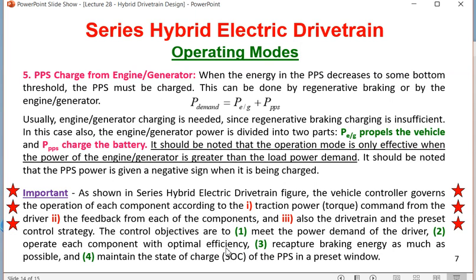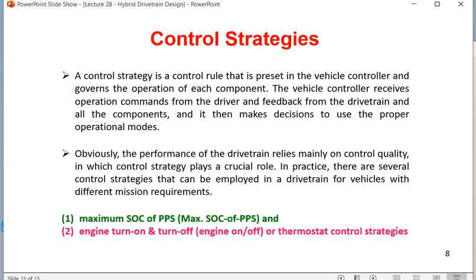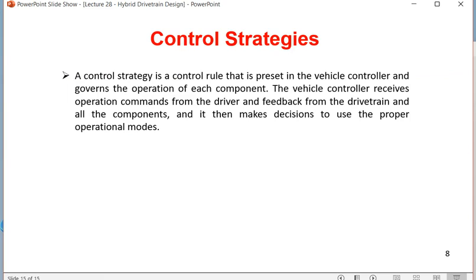Last slide is about the introduction of the control strategies. It says that the control strategy is a control rule that is preset in the vehicle controller and governs the operation of each component. Each component means mainly the two energy generating components, that is engine, generator, and the battery. The vehicle controller receives the operation commands from the driver. The driver is asking for power, he is not controlling. Controlling is done at the inside level by the vehicle controller. That is the ECU, which asks the engine as well as the battery to act in a certain way so that the driver's demand is fulfilled.